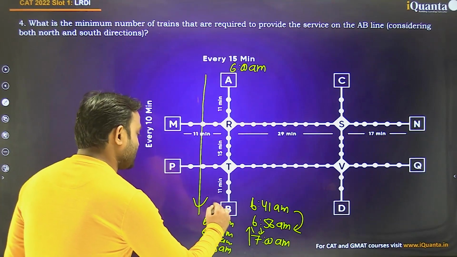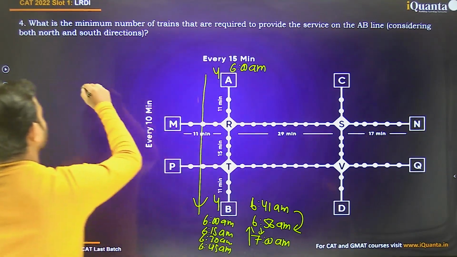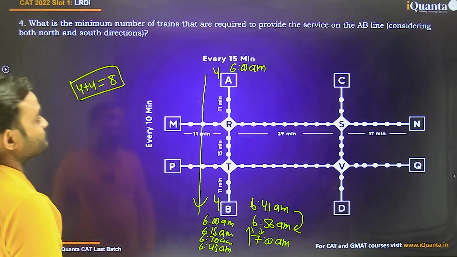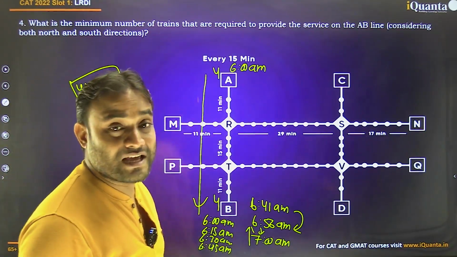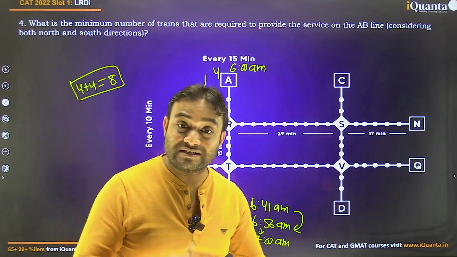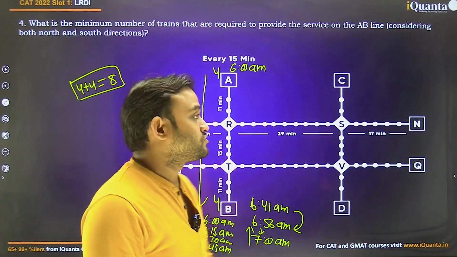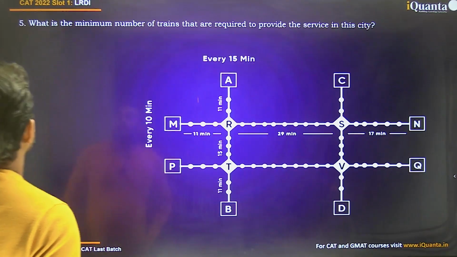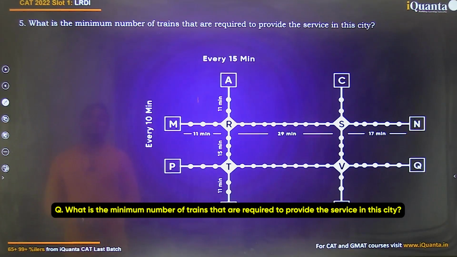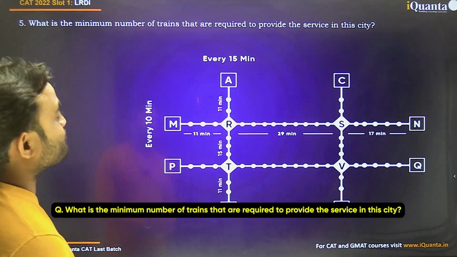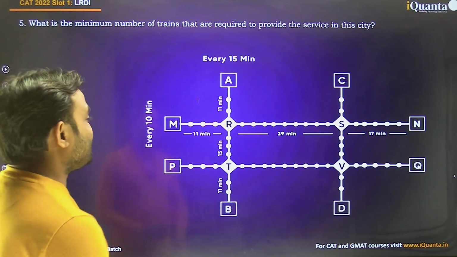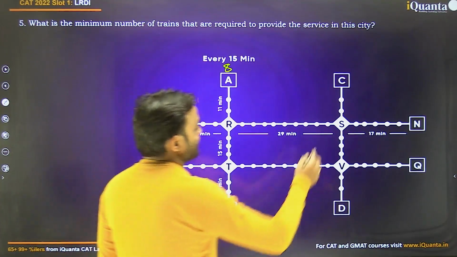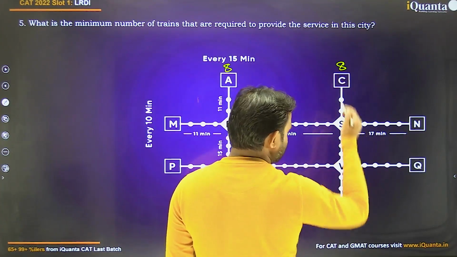So 4 trains here and 4 trains here. 4 plus 4, 8 unique trains are needed to provide the service on the AB line. What service? That is, trains every 15 minutes. So the answer for this question is 8. Now, last question, question number 5, it says, what is the minimum number of trains that are required to provide the service in this city? So we know that in the north-south line, 8 trains are required from A to B, B to A, and minimum 8 trains are required from C to D and D to A.